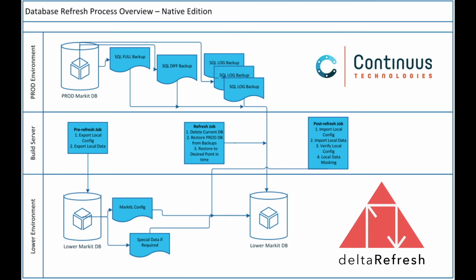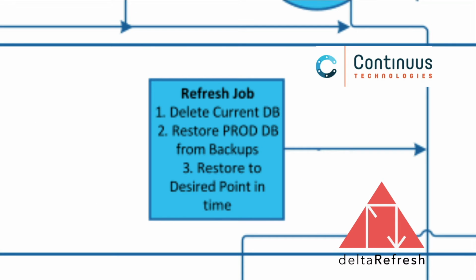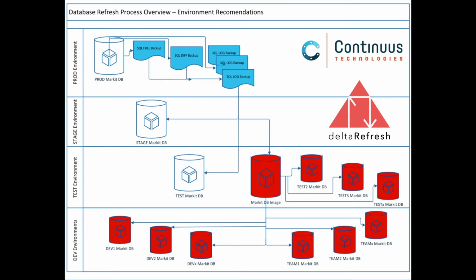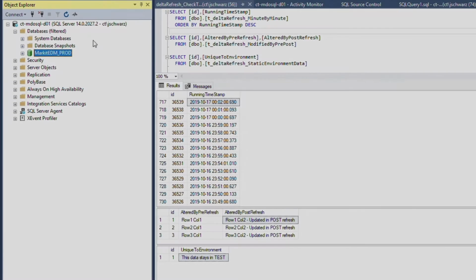To accomplish this, we configure deltaRefresh to your environment, starting with the database backup files from production and including the server and database details for each environment stack that you want to include in the refresh tool. The three basic steps to the refresh process are pre-refresh, refresh, and post-refresh. Once the database details are configured for a stack of environments, then the deltaRefresh tool can be used to refresh or provision databases on demand as well as on a scheduled basis.